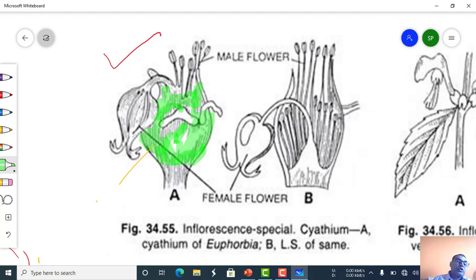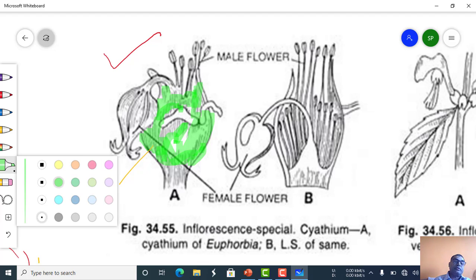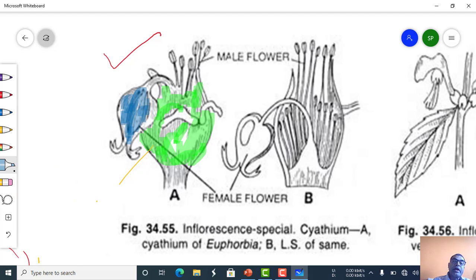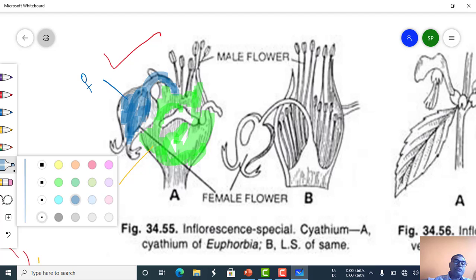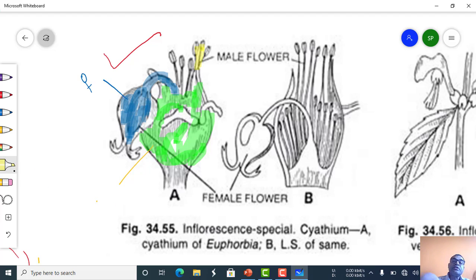In the center, you will observe the female flower. Which is the female flower? Just see here, this one becomes the female flower, and this female flower is present in the center. And again this female flower is surrounded by a number of male flowers. See, these are the male flowers. Here these are the male flowers, this one becomes the female flower. If you see here, the mode of arrangement of these flowers.